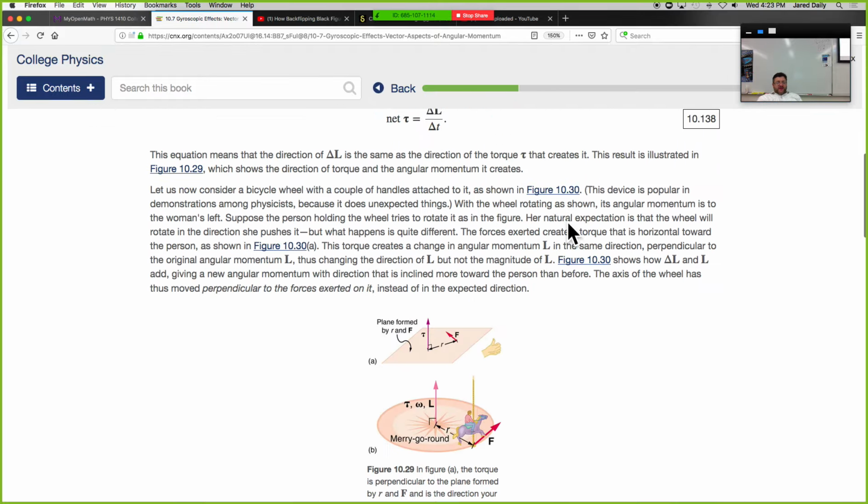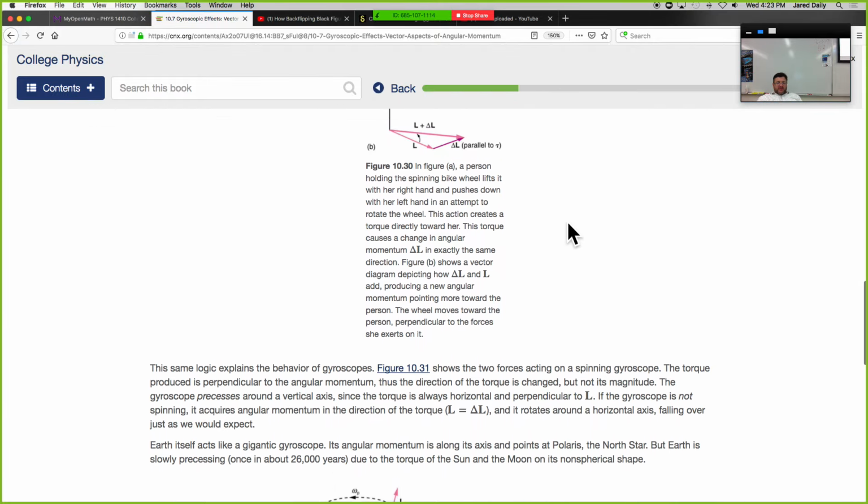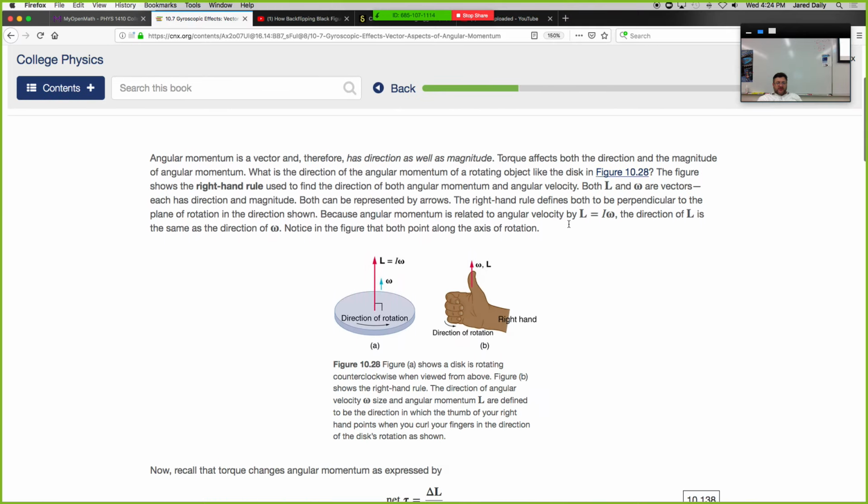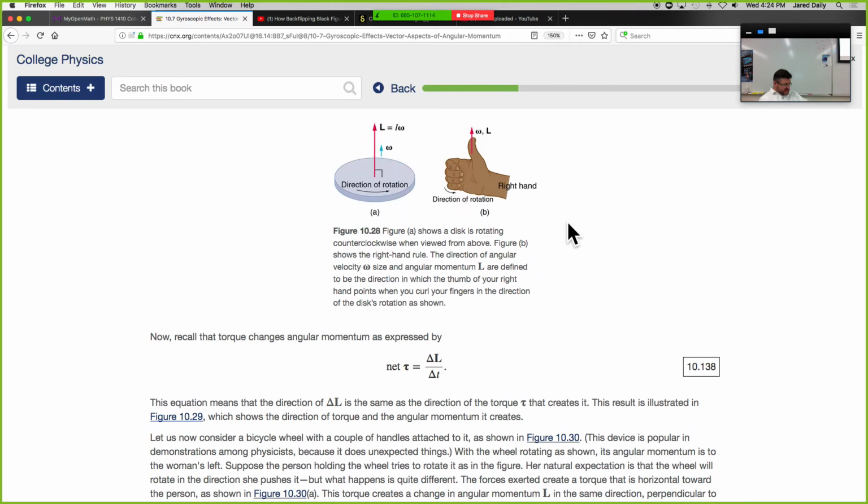Okay, so now there's something very interesting about angular momentum that we haven't really explained to you yet. And it has to do with the direction. Torque is a vector. So let me find a little device here that we use.